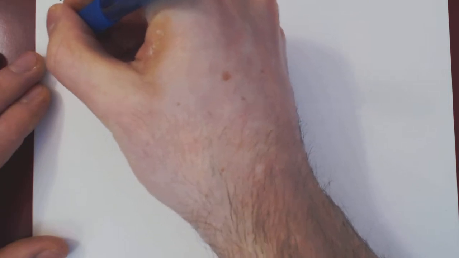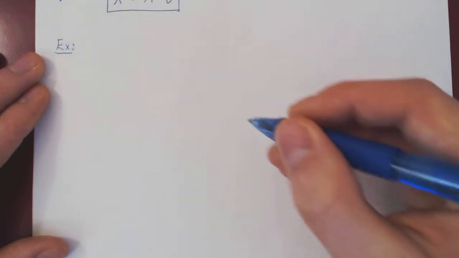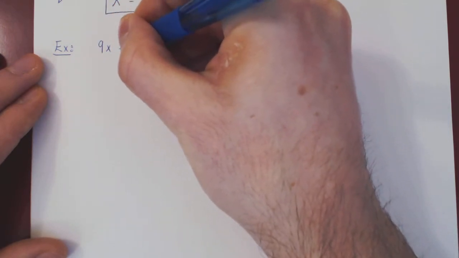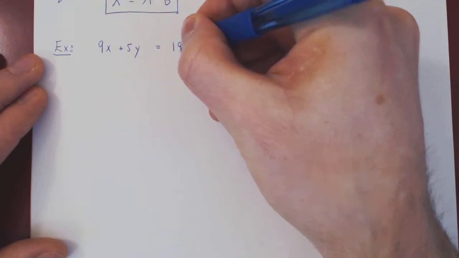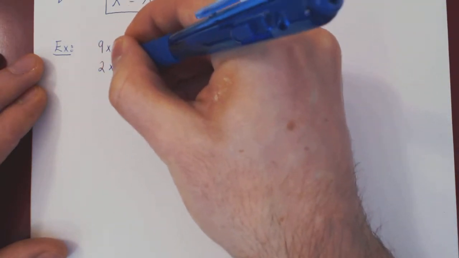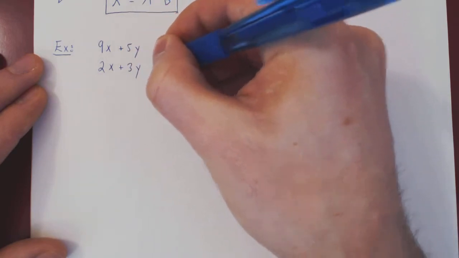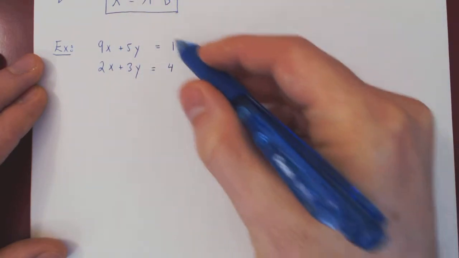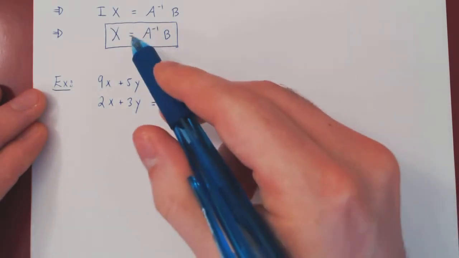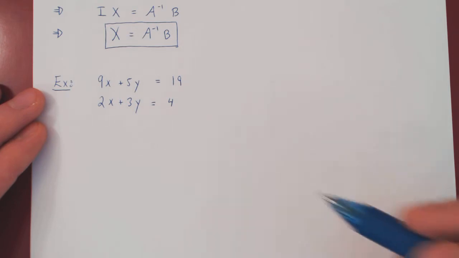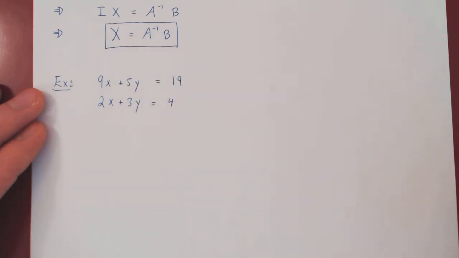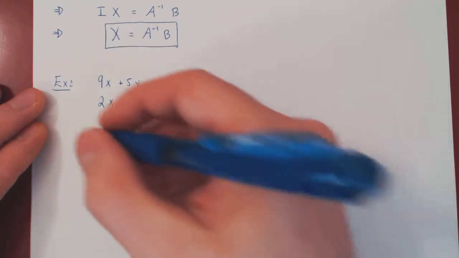Okay, so here's the system. 9x plus 5y equals 19. 2x plus 3y equals 4. Now before we solve this system using this trick, we'll solve the system using row reduction, and then we'll solve it using this new method and see that they are more or less equivalent.